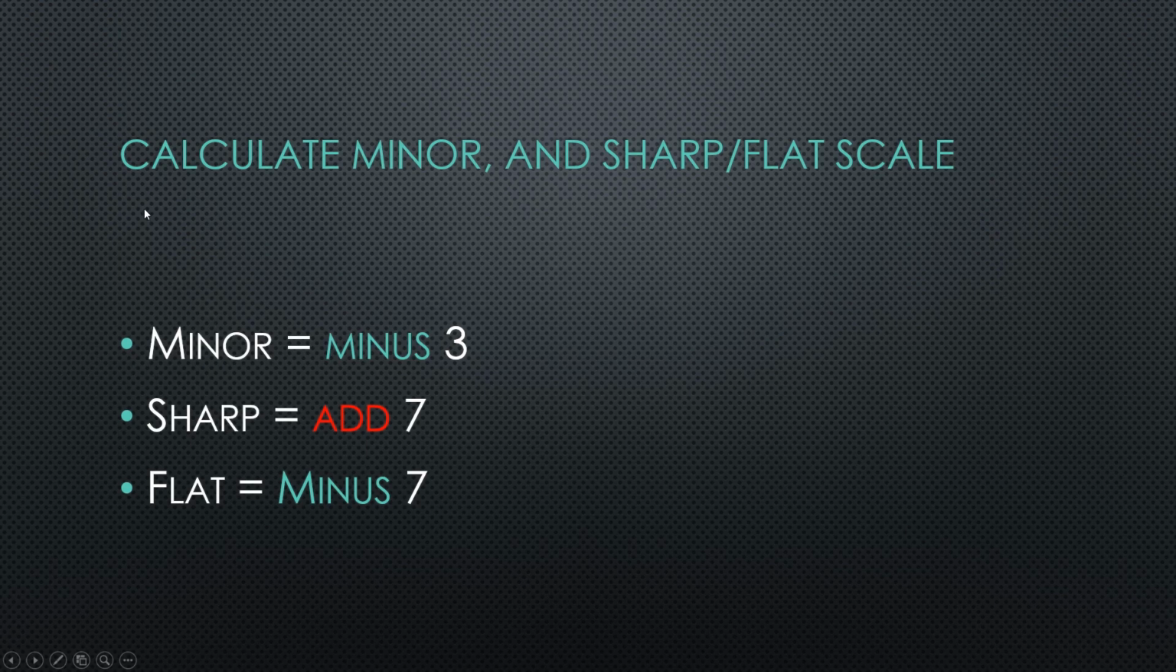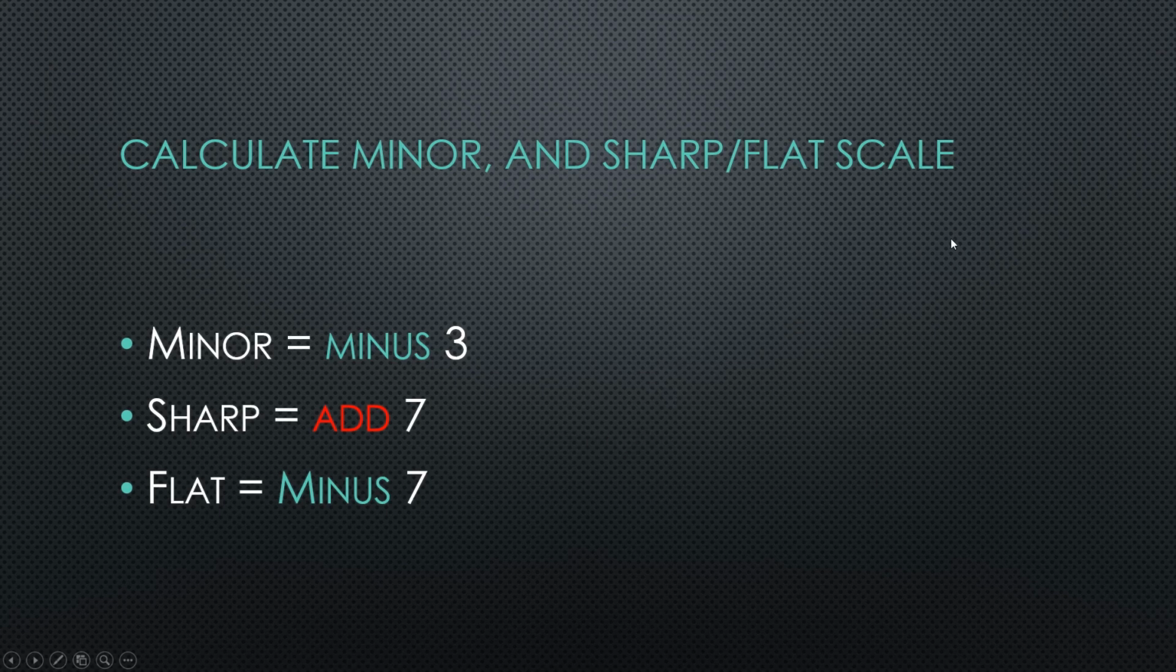All right, for C sharp scale, C sharp major, C major has 0, and then we want to sharp it, so we add 7. So C sharp major will have 7 sharps in its scale. And then, as you could tell, C flat major would be -7.